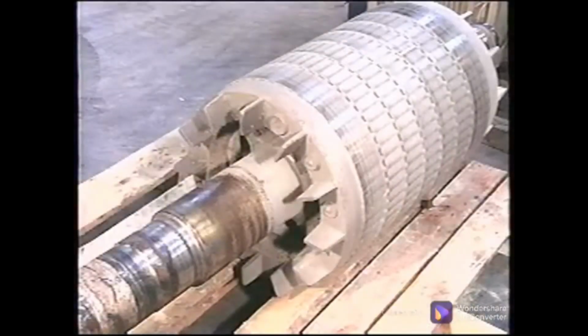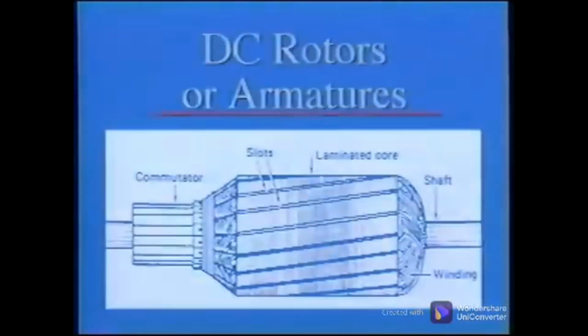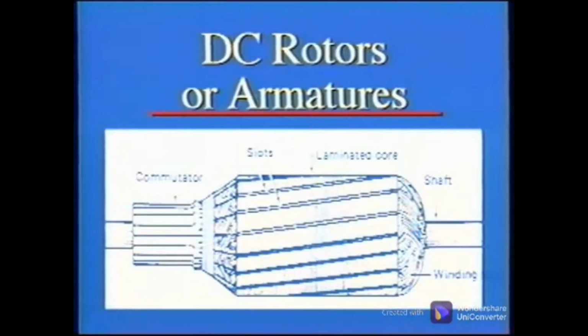AC induction motors have no electromechanical tie to the rotor. AC synchronous motors differ in that they have a mechanical tie through the use of slip rings to input a DC current to the rotor. The DC rotor or armature has either slip rings or a commutator. This program focuses on induction motors.